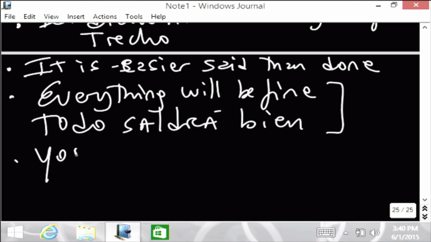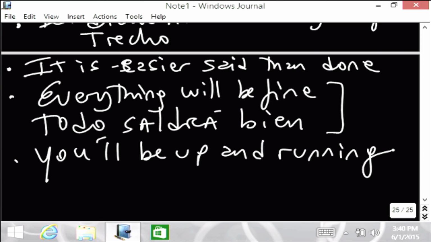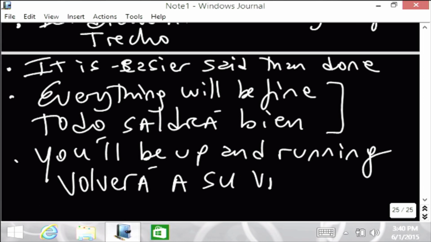And say you will be up and running in a week or in 2 weeks or something like that. En español esto es volverá a su vida normal. So you see how things don't necessarily transfer word for word. It's just the message that is important. How you structure it in such a way that the message is localized. It makes sense in the target language, okay?